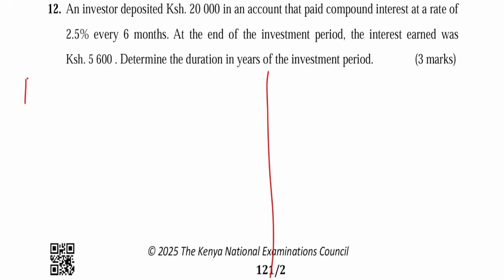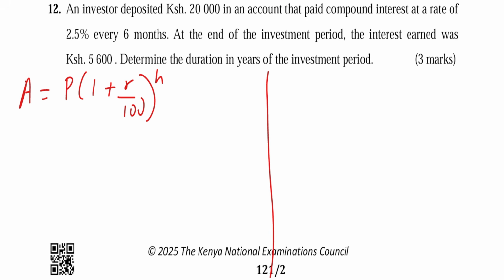Now we know that the amount of anything that has compound interest is given by principal times 1 plus r over 100 raised to power n. Tamam. Sawa, kitu chochote yani ikiwa na compound interest formula yake ni hii. So amount yetu hatuna, tuweza tafuta. Kitu ambayo tumeulizwa tutafute ni duration in years.